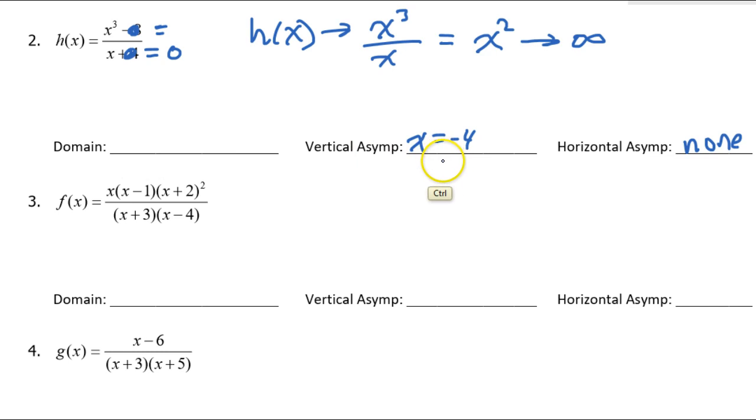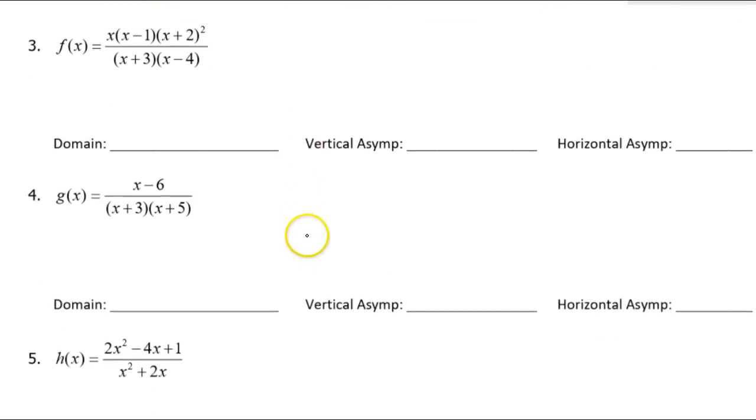So the domain. For the domain, I'm really just looking at this vertical asymptote. So to the left of the vertical asymptote, that's negative infinity to negative 4, union. And then to the right of the vertical asymptote, that's negative 4 to infinity. All right, so that's it for number 2.